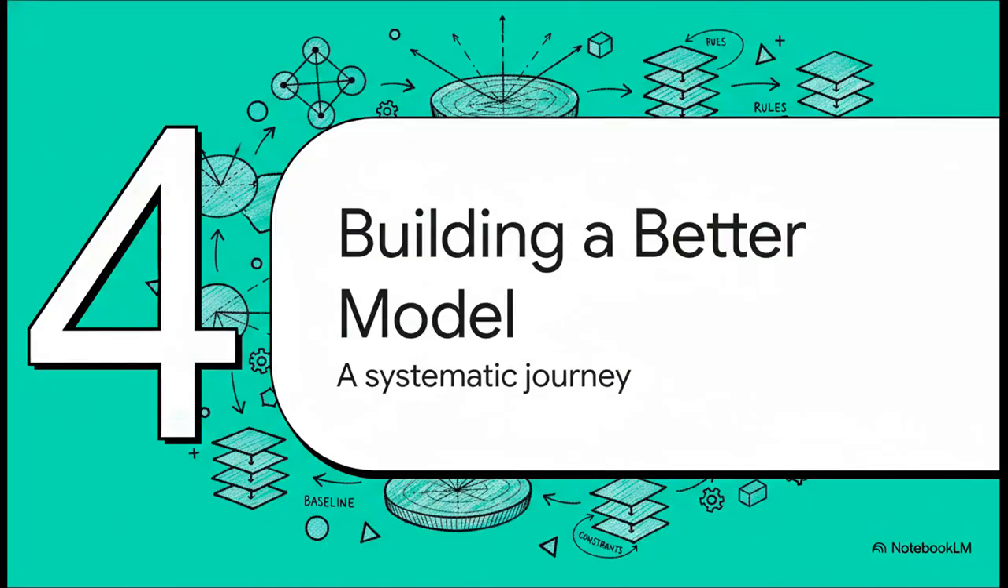Now, good science isn't about just building one thing and hoping for the best. These researchers were really systematic. They didn't just build one student model, they built a whole series of them. They started with a really basic version and then kept adding more rules, more constraints to figure out exactly what was needed to make this translation work perfectly.